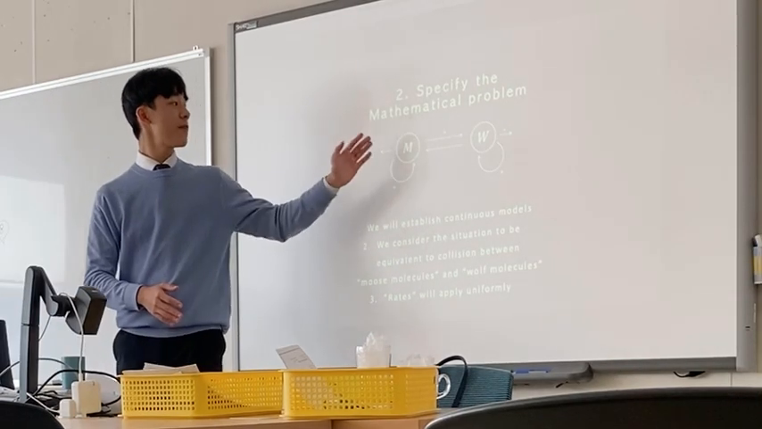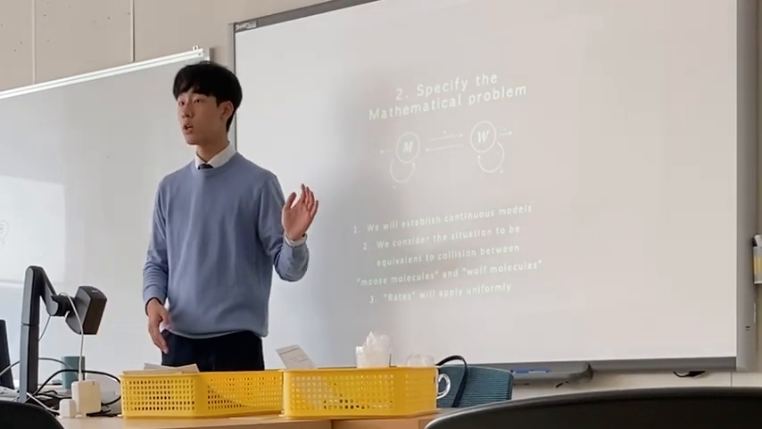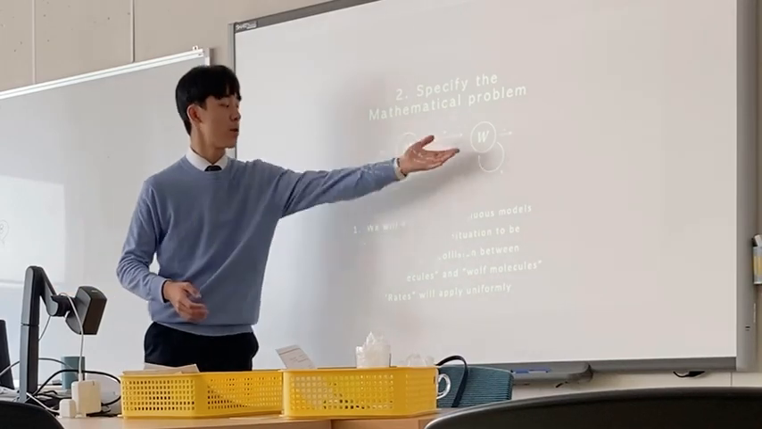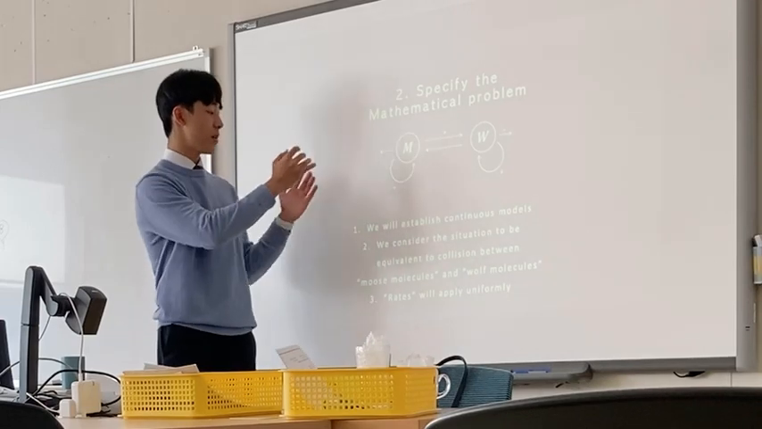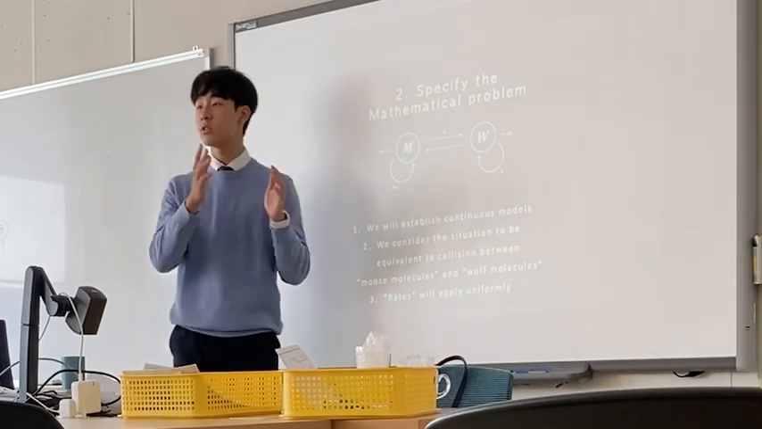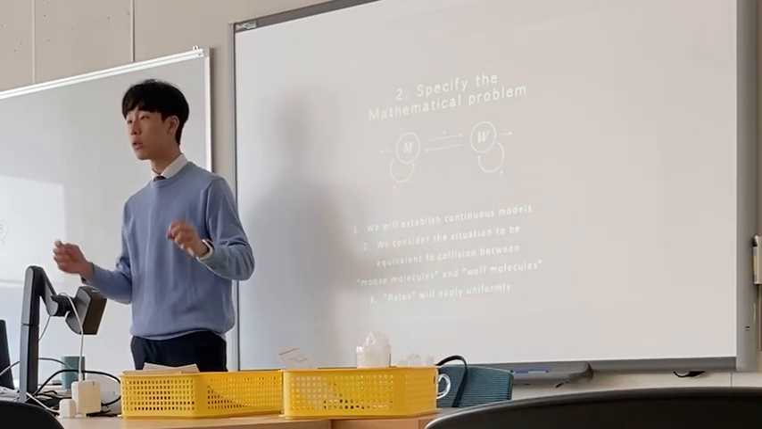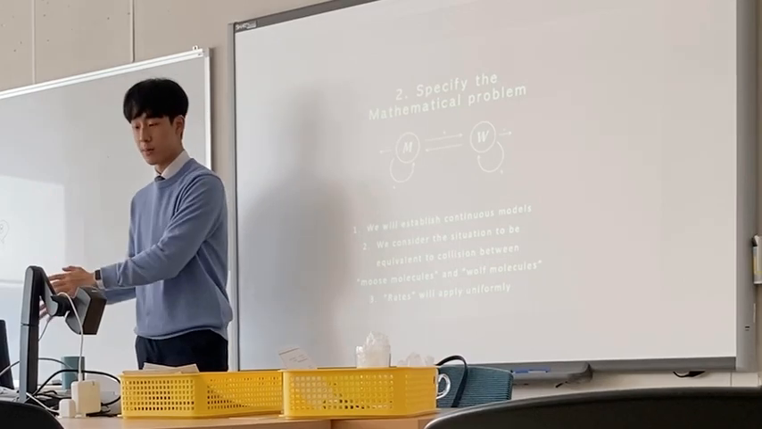Then we specify the mathematical problem. We're going to establish continuous models, which means that we're going to make differential equations about the rate of change of each of the populations here. Then by specifying the mathematical problem, we will consider the situation to be identical to random collisions between moose molecules and wolf molecules, just as we would consider in a gaseous system.